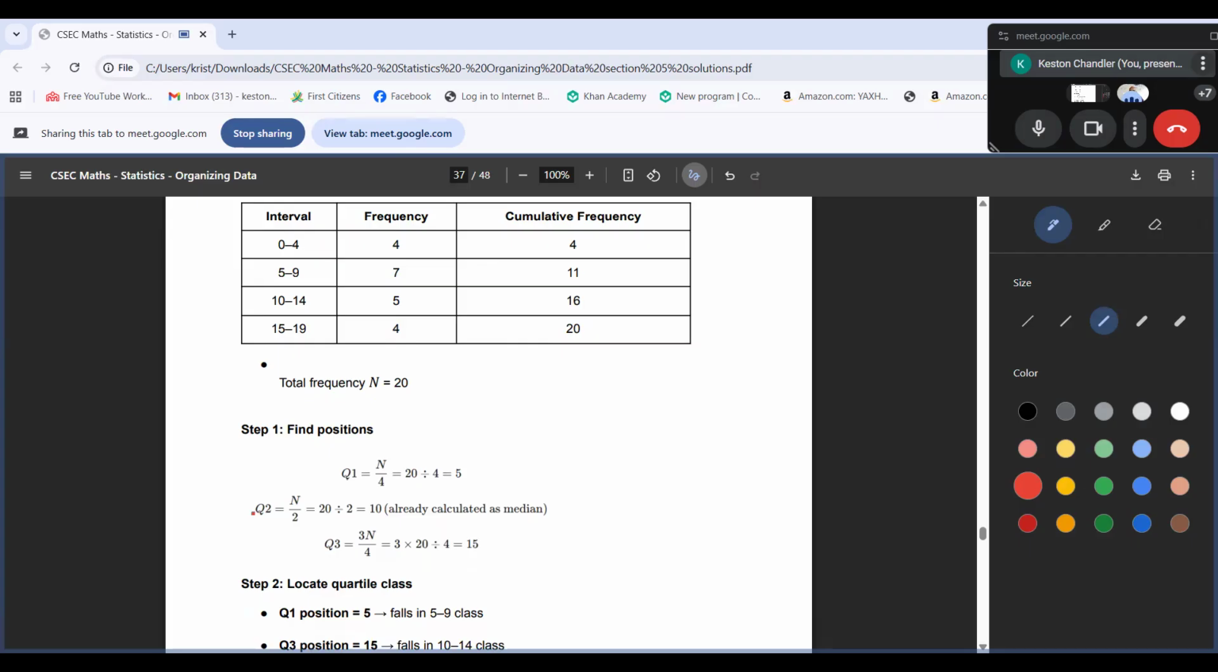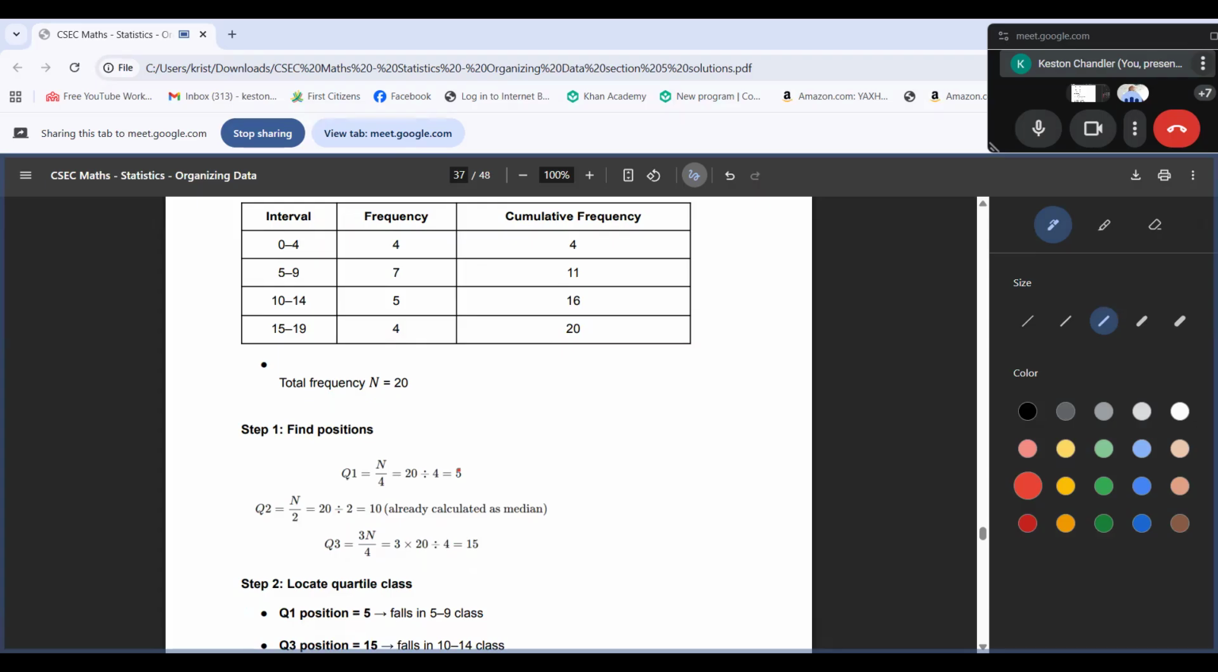Now we're going to do this for Q2 and Q3. For Q2, we divide our total frequency, 20, by 2. That gives us 10. We already calculated the median in another question. The Q3 value is going to be 3/4 of that 20. So N divided by 4 is 5, and 5 times 3 gives me 15.